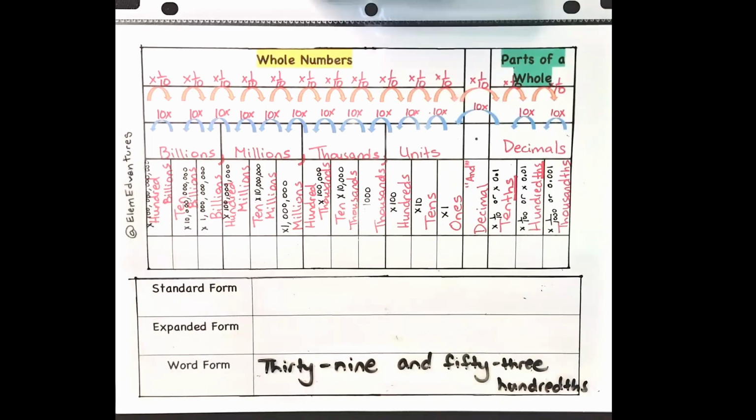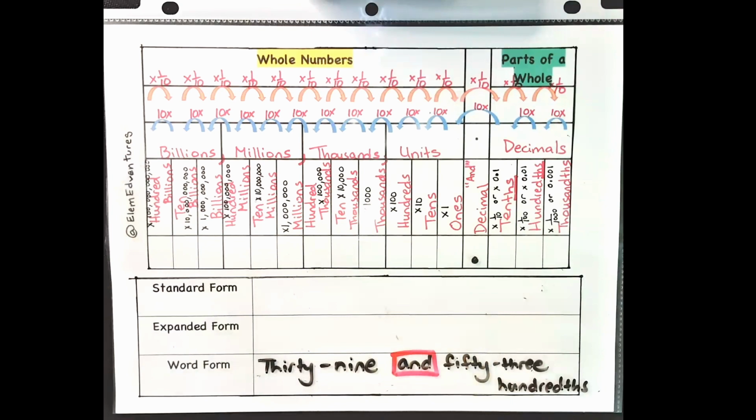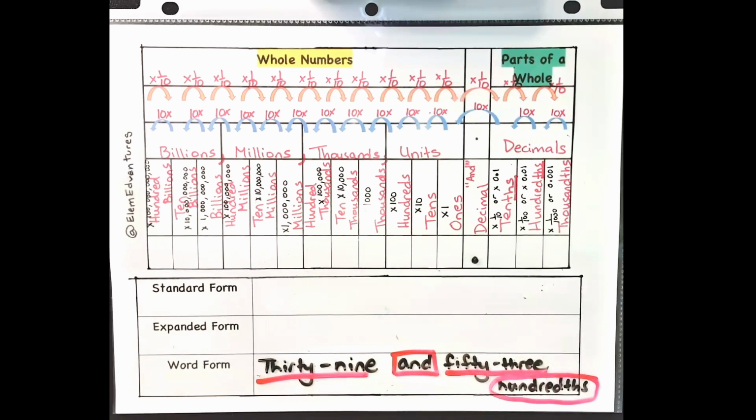In this example, we have the word form 39 and 5 hundredths. Anytime I see the word "and" written in word form, I put a box around it. Remember, the word "and" shows that there is a decimal involved. I start with the decimal on my place value chart. Remember, a decimal is a bridge between the whole number side of the place value chart and the parts of a whole side. Now I've underlined my digits and circled my place values.